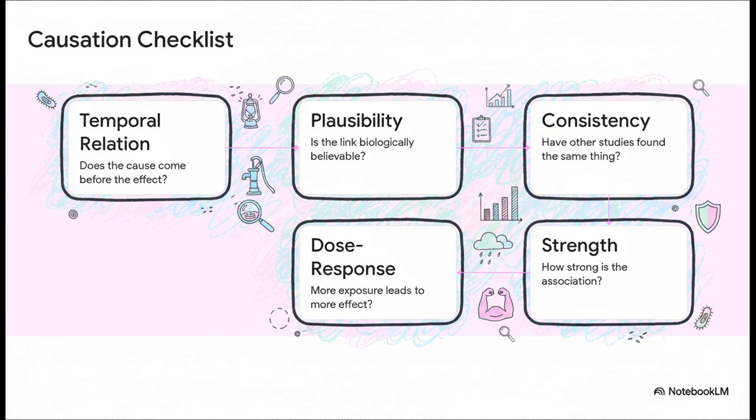First, temporal relation. Does the exposure happen before the illness? It has to. Next, is the link plausible? Does it actually make biological sense? Is it consistent? Are other scientists finding the same thing? How strong is the link? And finally, is there a dose-response relationship, meaning, does more of the suspect lead to more of the disease?